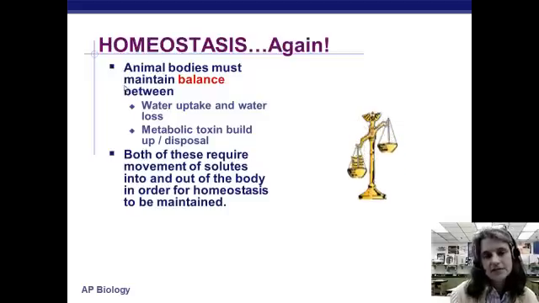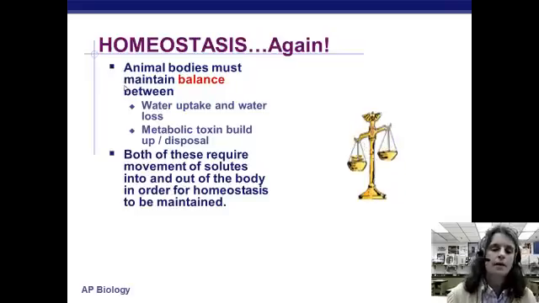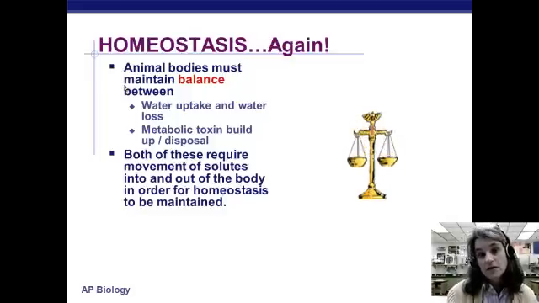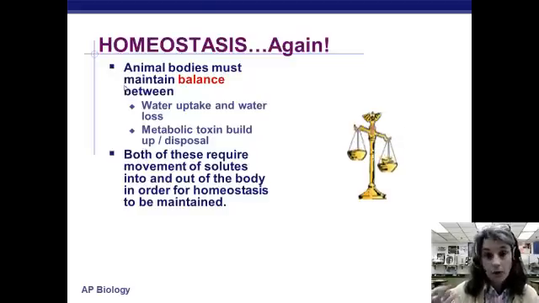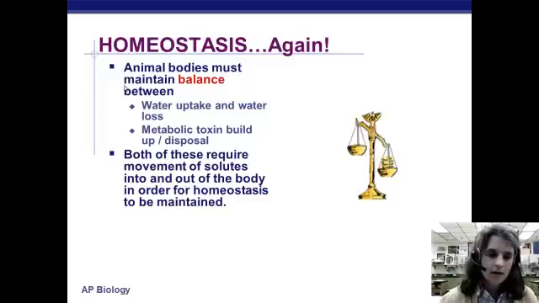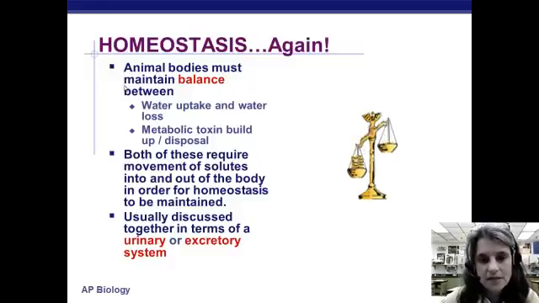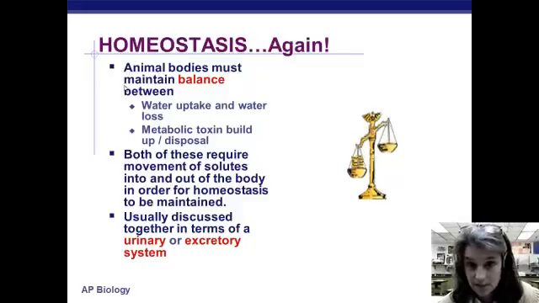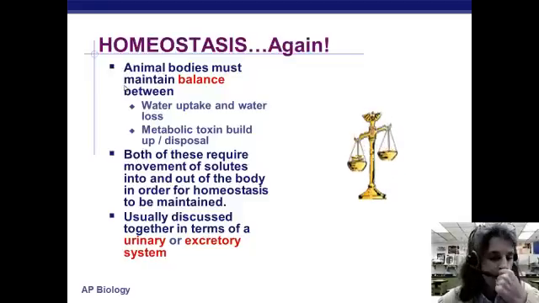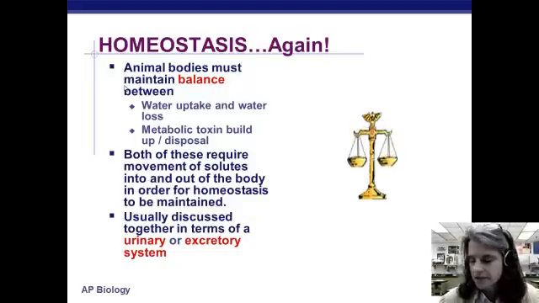So both of these two things require the cells to be able to move water and/or solutes in and out of cells. The waste products are solutes, and of course water is what contains them. Okay, and that allows cells to maintain homeostasis, to keep the water and the solutes in balance. Okay, so usually we discuss these ideas together as part of the urinary system in mammals, or the excretory system. It's kind of a broader term, but it is often used interchangeably.